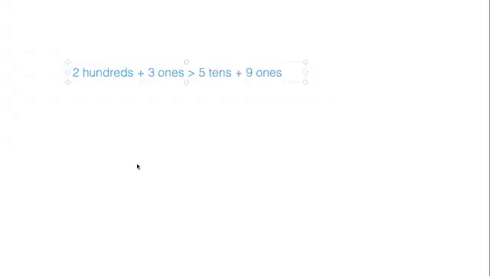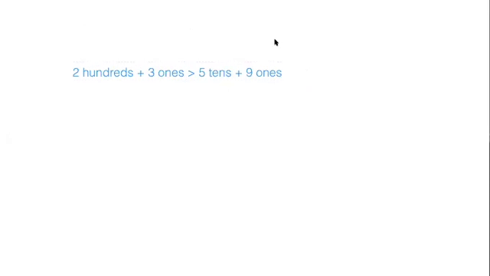Here's our number sentence. 2 hundreds plus 3 ones is greater than 5 tens plus 9 ones. And remember, as a review, greater than or less than symbols. In kindergarten and first grade, you probably heard them called alligator mouths, and the alligator always eats the bigger number. So we need to decide if 2 hundreds plus 3 ones is greater than 5 tens and 9 ones. And there are so many different ways that you can solve this.